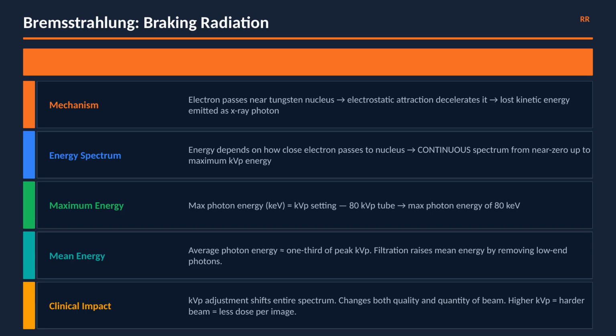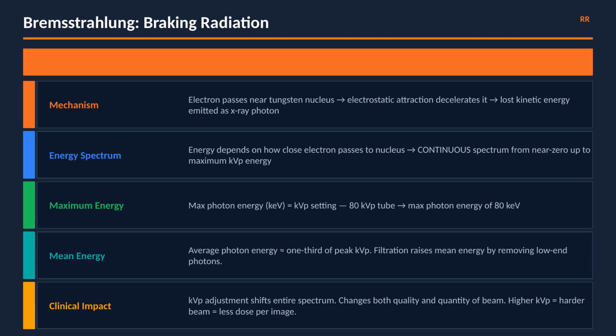Because this distance varies randomly across thousands of interactions per second, the result is a continuous spectrum of photon energies, from near zero up to the maximum kVp. Bremsstrahlung makes up 80 to 90% of the diagnostic X-ray beam above 70 kVp. The useful imaging beam, the continuous curve on the emission spectrum, is almost entirely Bremsstrahlung.